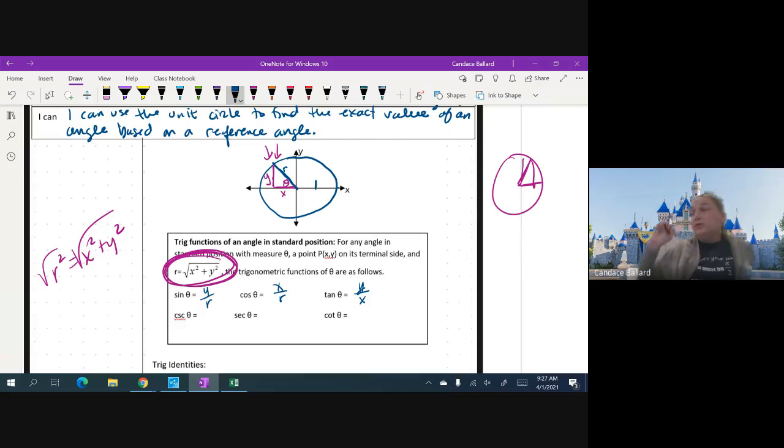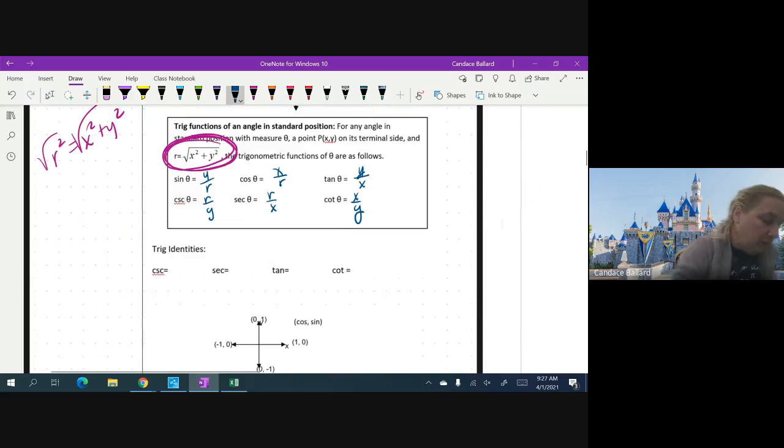Now, our reciprocals, we're just going to flip them, right? So cosecant would be R over Y. Secant would be R over X. And cotangent would be X over Y. So we can write those trig ratios in terms of any triangle. Okay, just a little review of sine, cosine, and tangent without numbers, with variables.